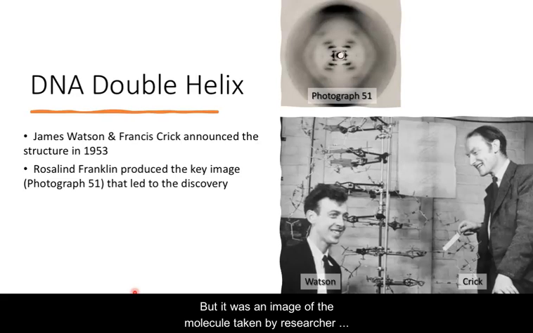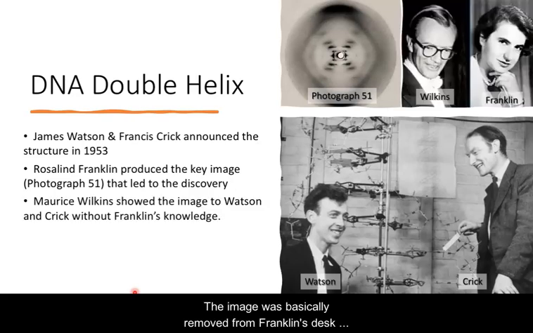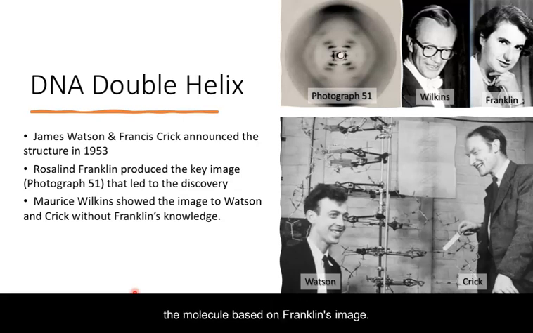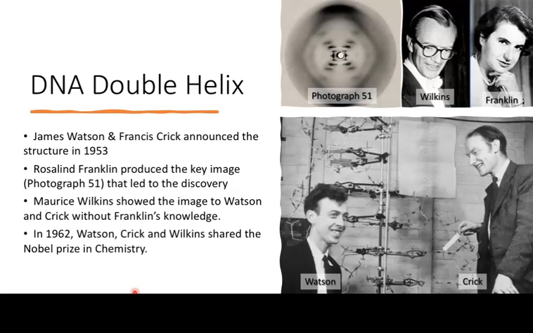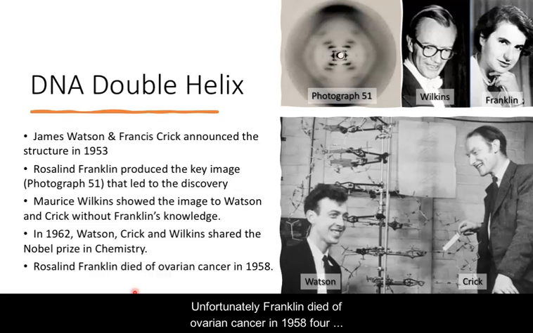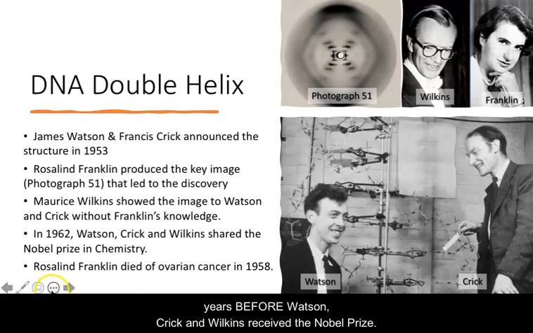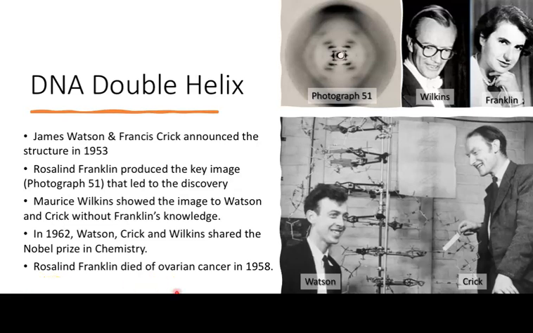But it was an image of the molecule taken by researcher and crystallographer Rosalind Franklin that was key to deciphering its structure. The image was basically removed from Franklin's desk drawer by Maurice Wilkins and given to Watson and Crick, who were then able to finally develop a full understanding of the three-dimensional structure of the molecule based on Franklin's image. Watson, Crick, and Wilkins received the Nobel Prize in Physiology or Medicine in 1962 for their work, but unfortunately Franklin died of ovarian cancer in 1958, 4 years before they received the Nobel Prize.